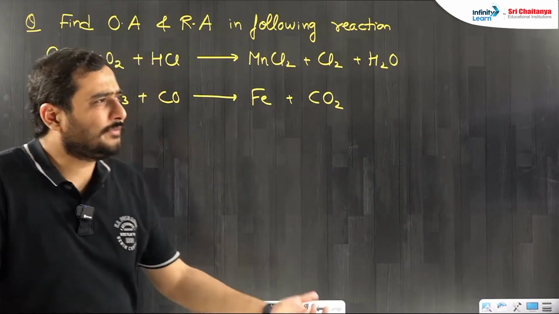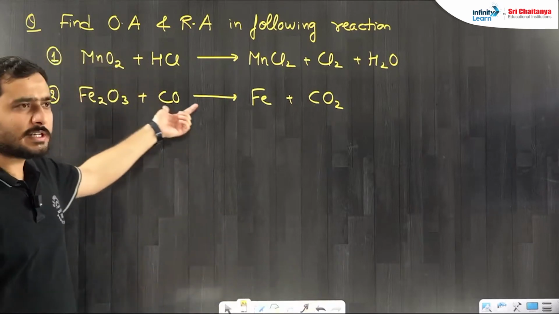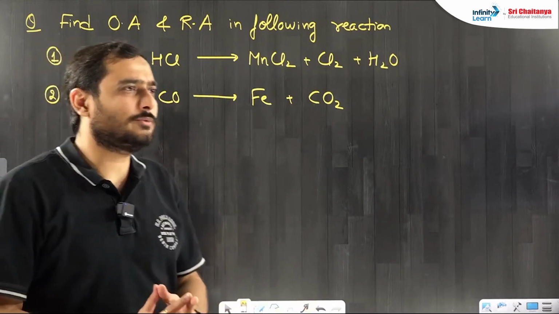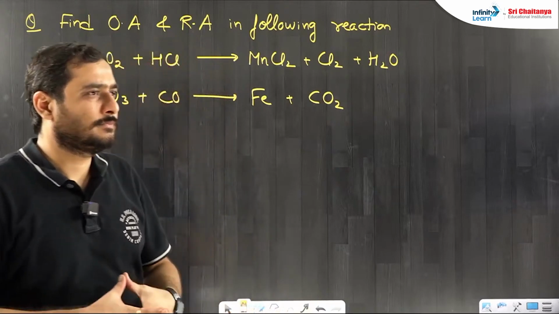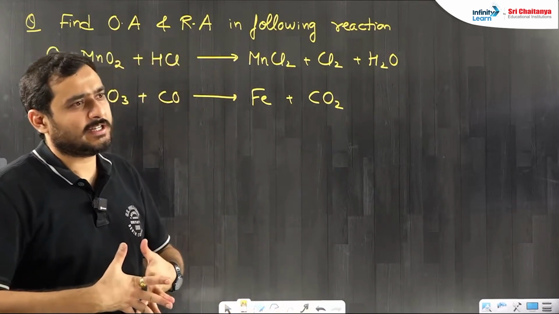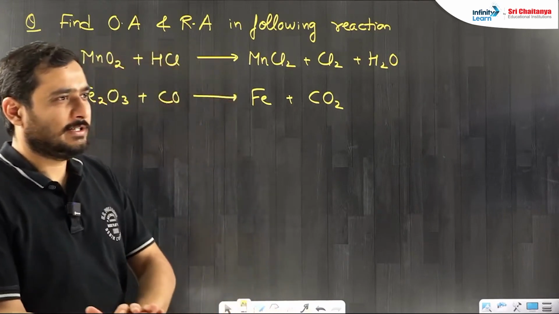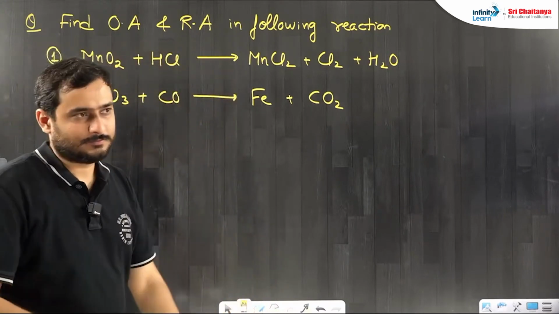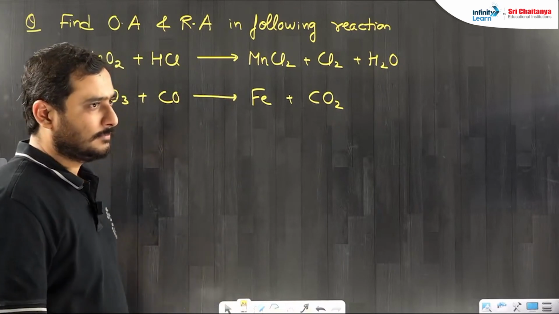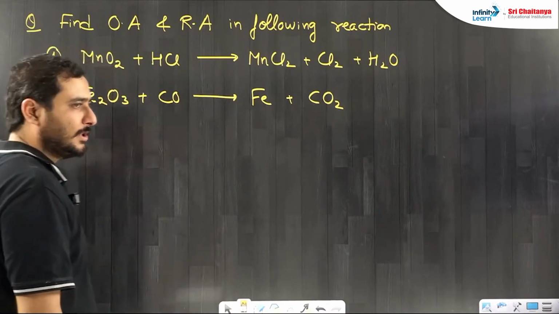Fe, there is no Fe, complete compound, Fe2O3 and CO. In complete compound you have to tell, not any element. Fe2O3 is which agent? Oxidizing agent. And CO is which agent? Reducing agent.